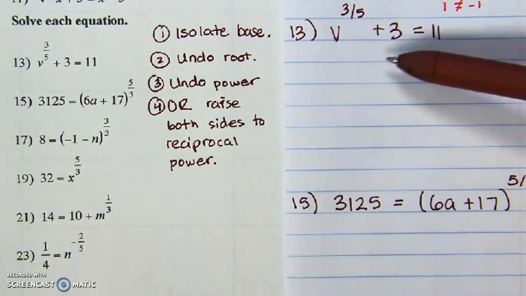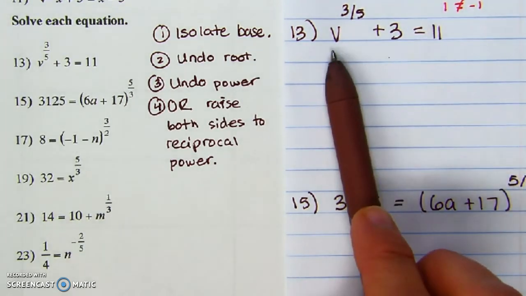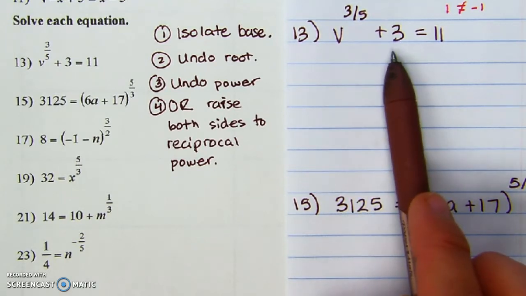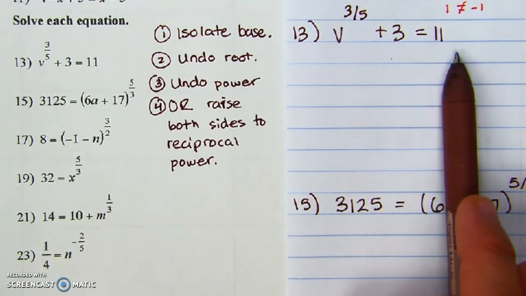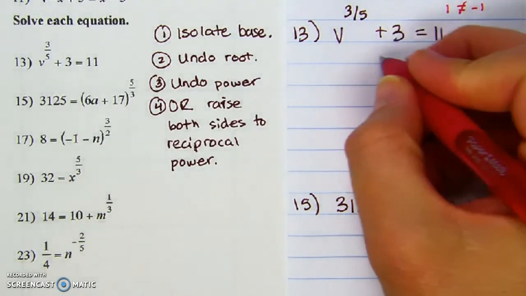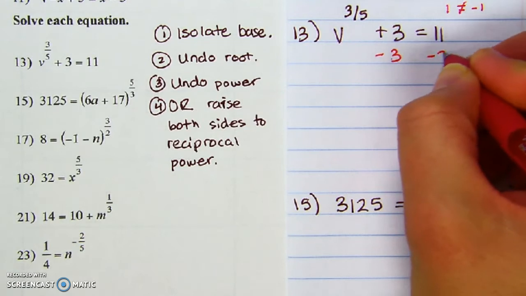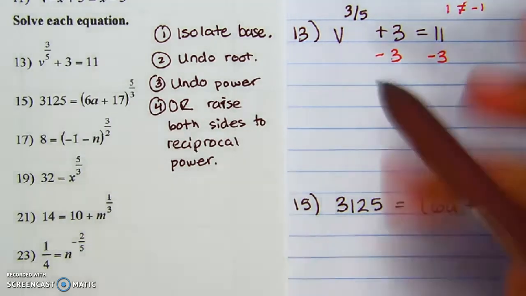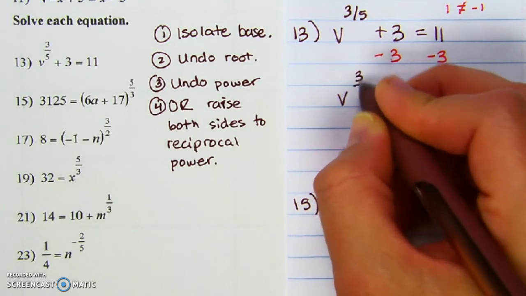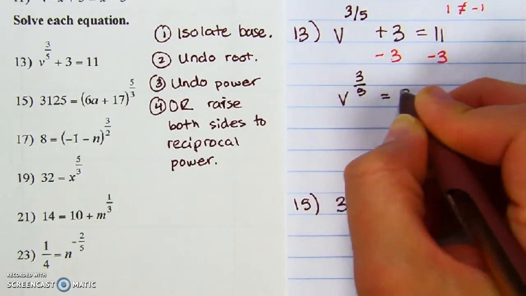I have number 13. My base is v. I need to get the base by itself, so I need to move this 3. So how do we move the 3 to the other side? We're going to subtract it. And what's 11 minus 3? 8. We like 8. We've seen 8 a lot. So I have v to the 3/5 equals 8.